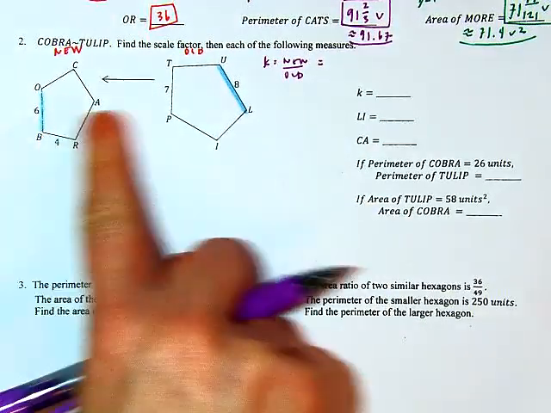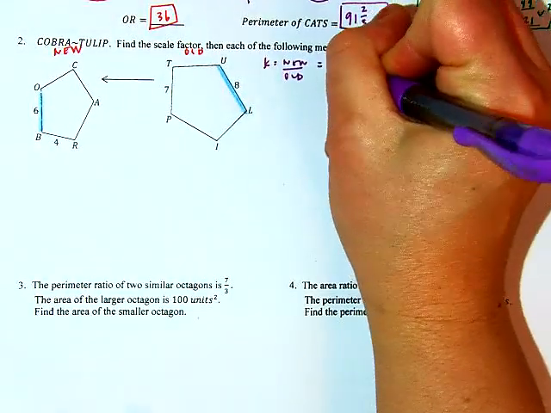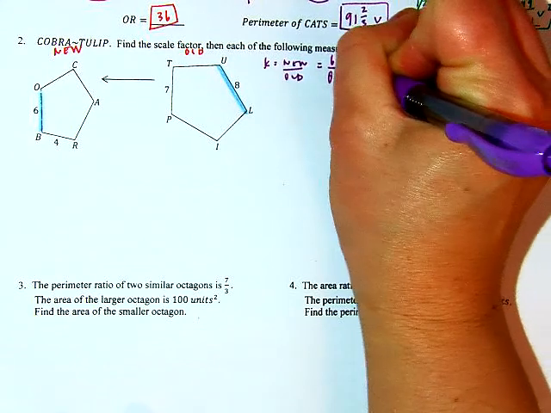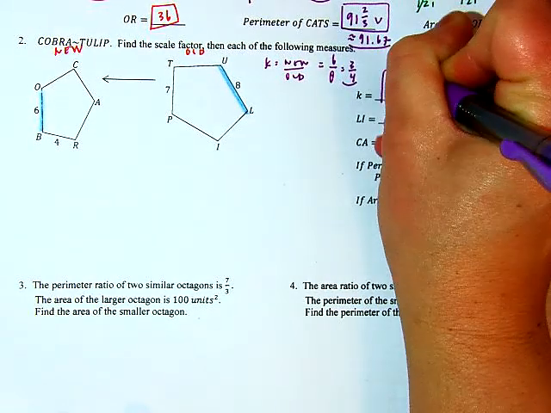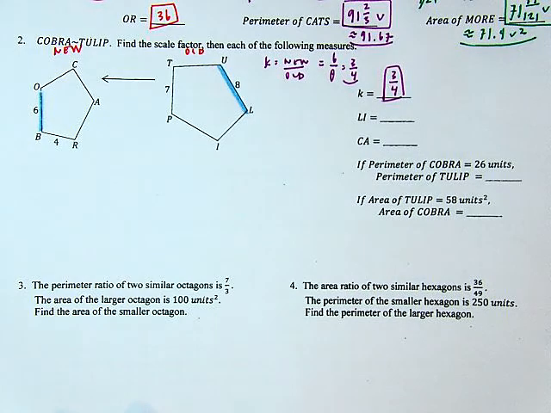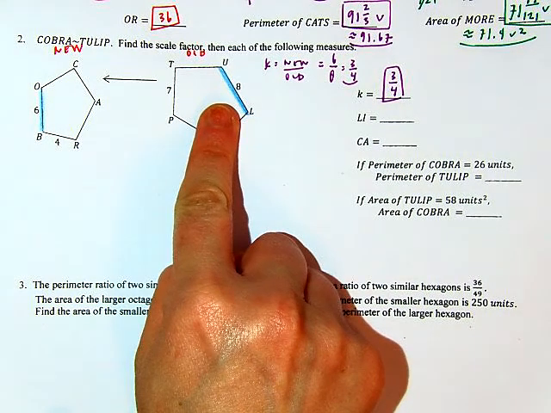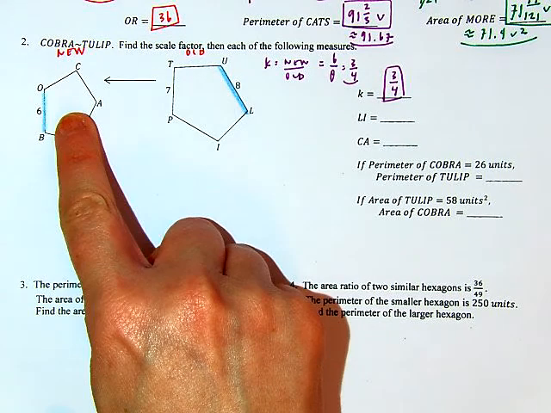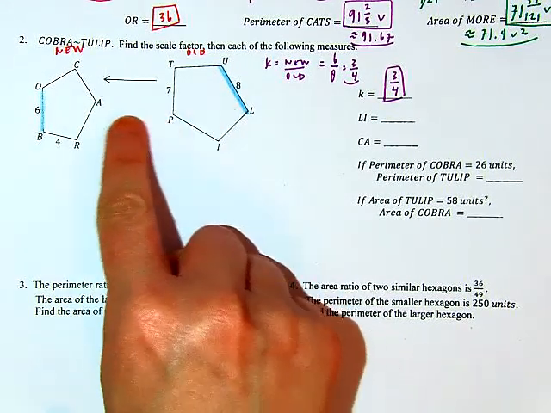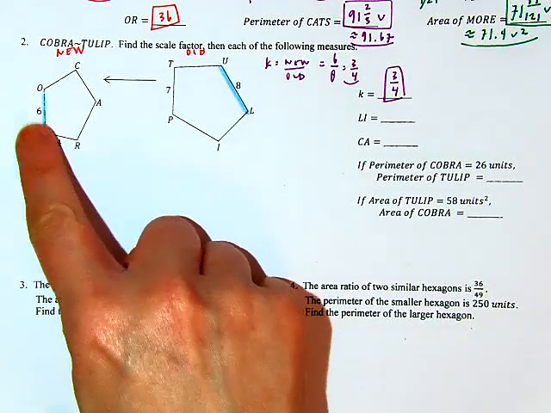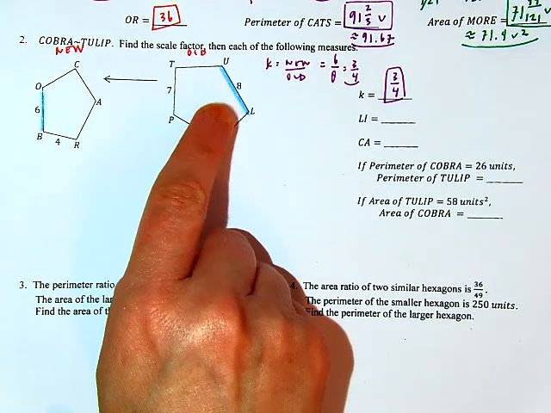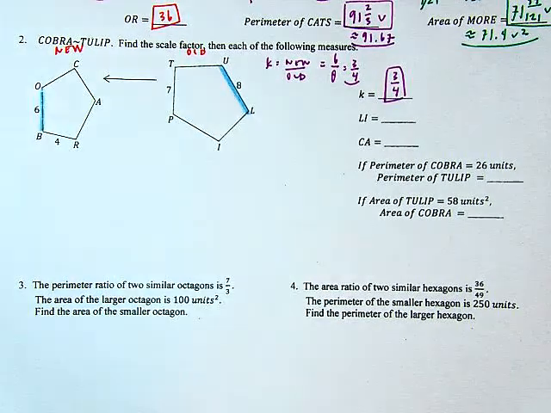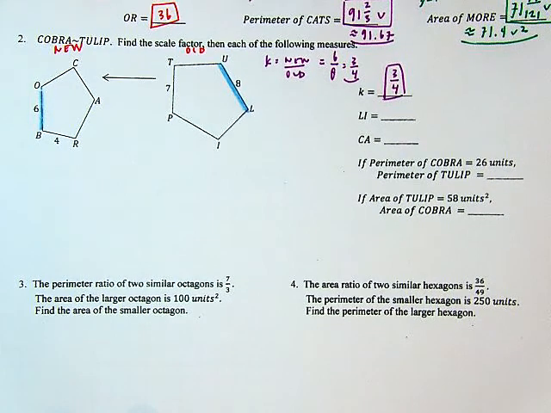So 6 to 8, which reduces to 3/4. So my scale factor is 3 to 4. If I know any sides here, I'm multiplying by 3/4 to find the new sides here. That would work for perimeter as well. If I know the sides here, then I'm going to multiply by 4/3 to get to my sides over here. Or I build a proportion.